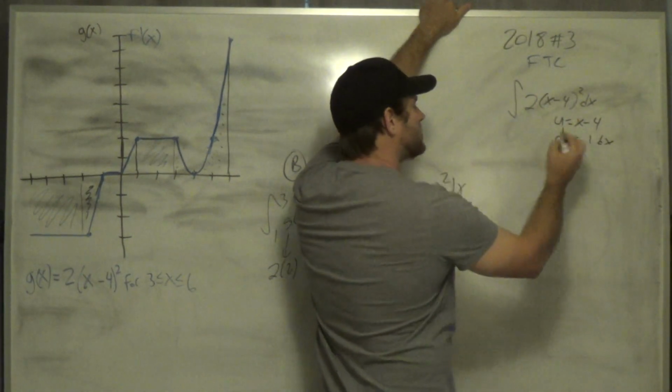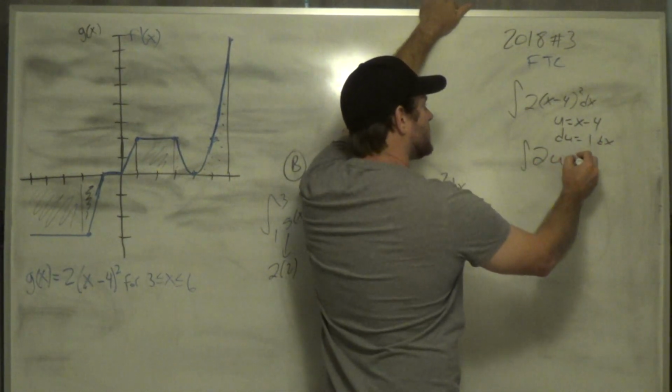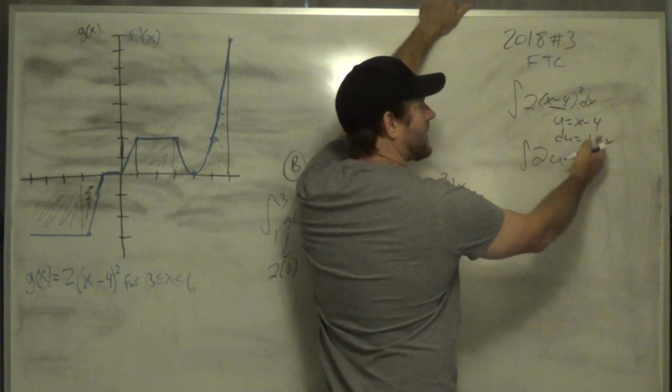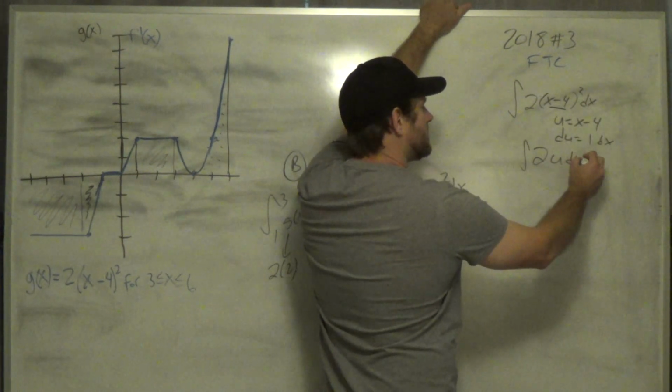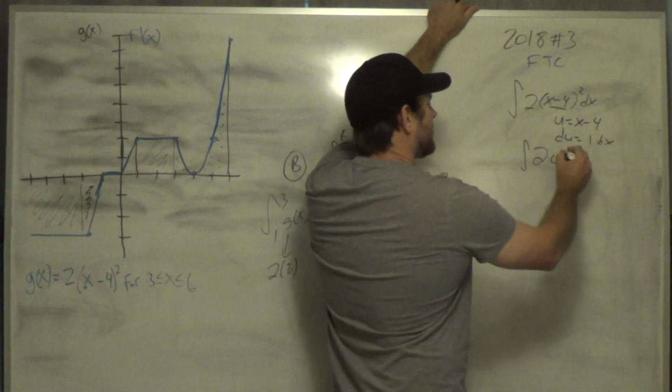Do I have a 1? No, I have a 2. But I already have a 1 dx. That is a 1 dx. So I'm going to change this to a u. So that is now my u. I already have a 1 dx, which changes to a du. And I forgot the squared, so it's u squared.